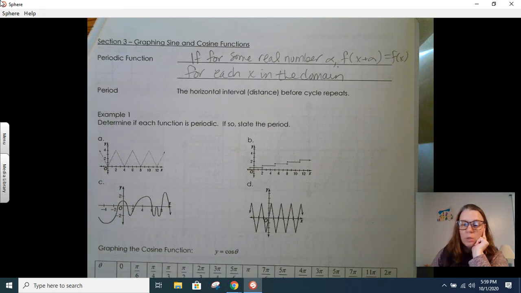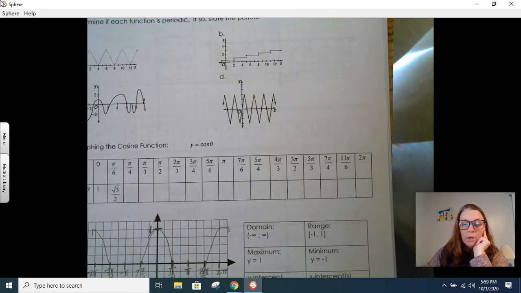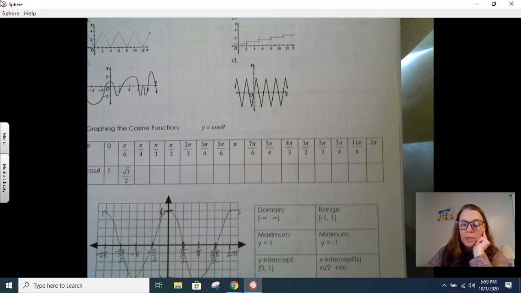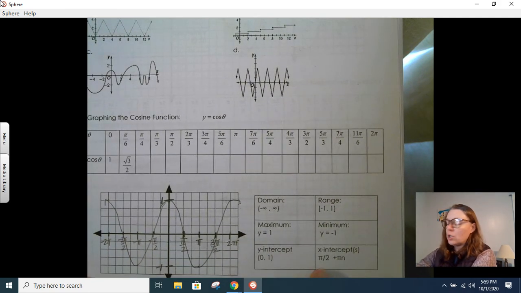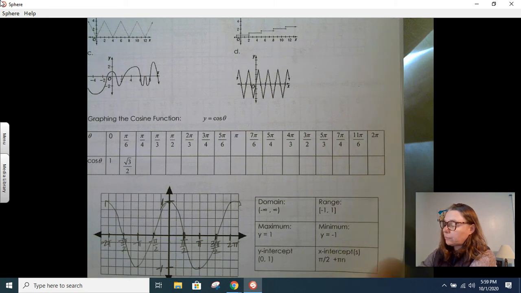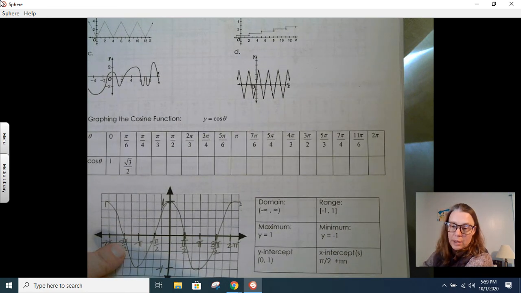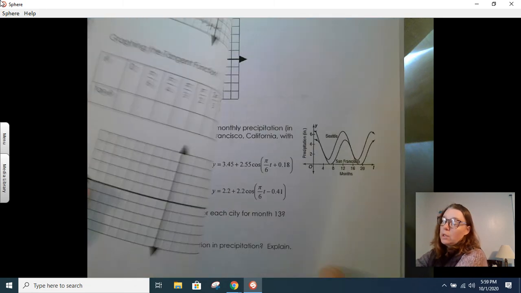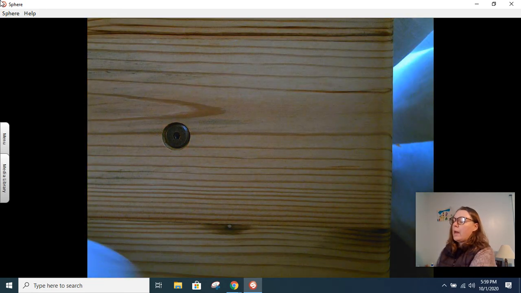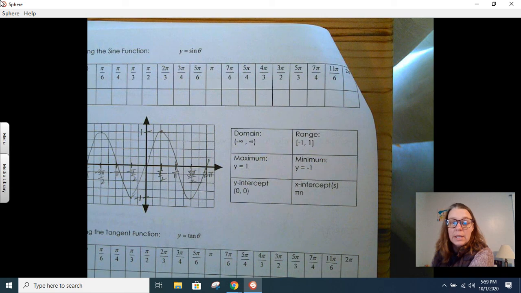Okay, these are the examples you did in the Jamboard. Right here is our graph from the cosine that you transferred from Desmos. Okay, make sure you take a look at what it's saying about domain and range and all of that. This x-intercept, that's just for your information. You don't necessarily need to know that, like memorized or anything.